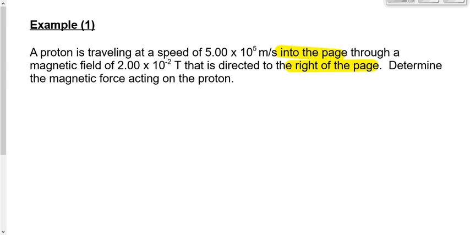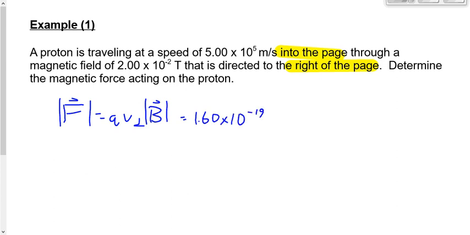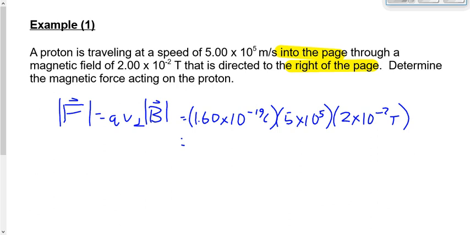We're going to find the magnitude of that force by saying F is equal to QVB. Really, it's QVB sine theta, but perpendicular, so 90 degrees, and it becomes just QVB. Charge of a proton on our data sheet is 1.60 times 10 to the minus 19 coulombs. The speed is 5 times 10 to the 5 meters per second. And the magnetic field strength is 2 times 10 to the negative 2 Tesla. It gives us a magnetic force of 1.60 times 10 to the negative 15 newtons. That's the magnitude of the force.